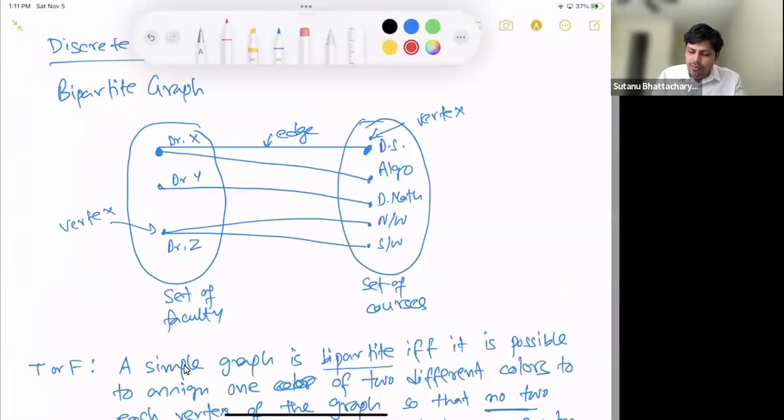Here, this is one vertex. Adjacent vertex means a vertex which is directly connected to this vertex through an edge. So the adjacent vertices of this vertex would be these two vertices, because they are directly connected with an edge. So if we assign red to this node, we cannot assign red here. So let's assign green here.